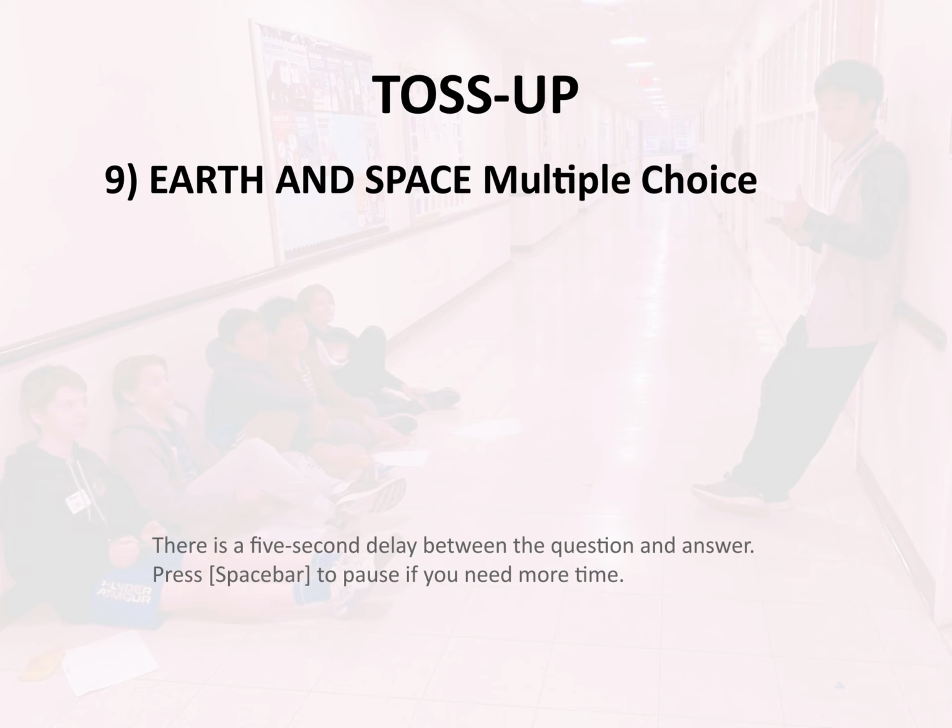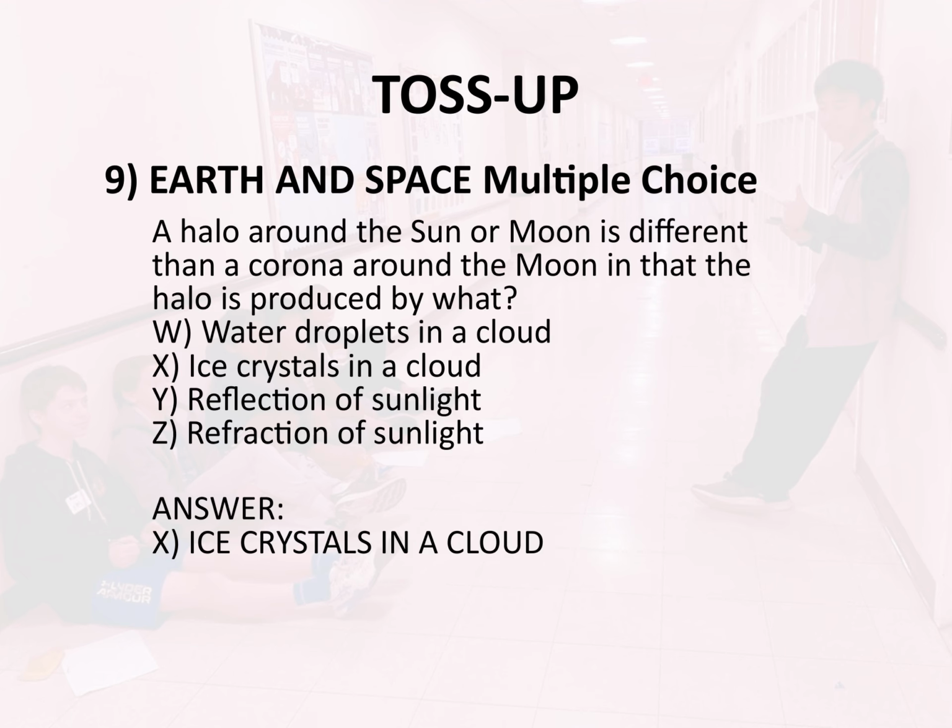Toss-up 9. Earth and space. Multiple choice. A halo around the sun or moon is different than a corona around the moon in that the halo is produced by what? W. Water droplets in a cloud. X. Ice crystals in a cloud. Y. Reflection of sunlight. Z. Refraction of sunlight. Answer, X. Ice crystals in a cloud.